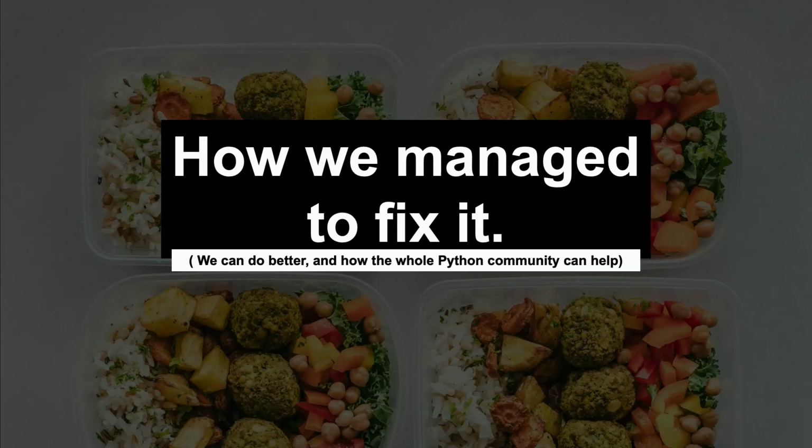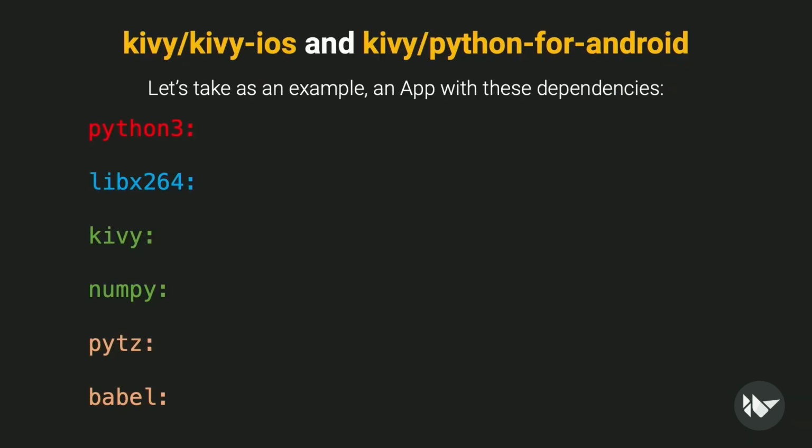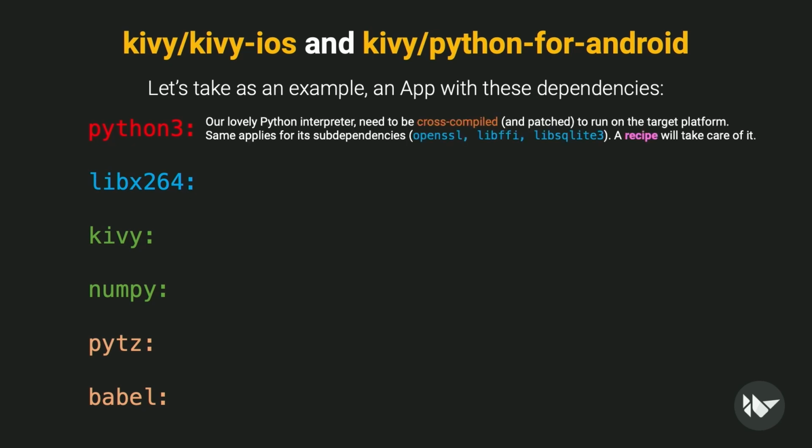So how did we manage to fix it? And yeah, we can do better, and how the whole Python community can help, or is working on it. Kivy iOS and Python for Android, how they work, the recipe approach. So let's take an example, an app which has dependencies. Python 3, which is our lovely Python interpreter, needs to be cross-compiled and patched to run on the target platform. The same applies for its sub-dependencies, like OpenSSL, libffi, and SQLite 3. And a recipe will take care of it.